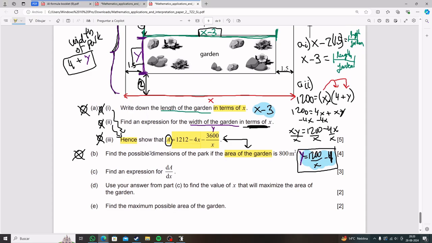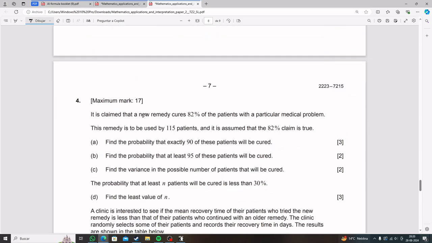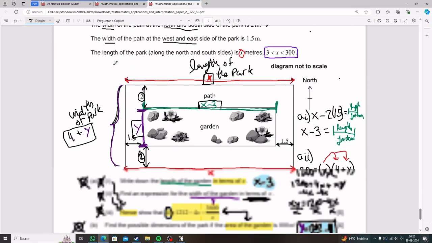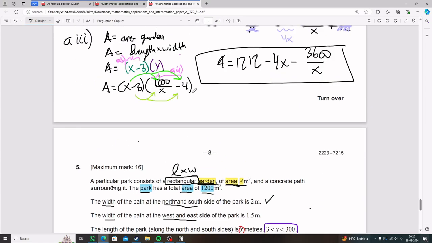When they talk about dimensions of the park, they're talking about the length of the park and the width of the park. So first things first, we're going to need a lot more space for this. So length of the park, we know is simply x.